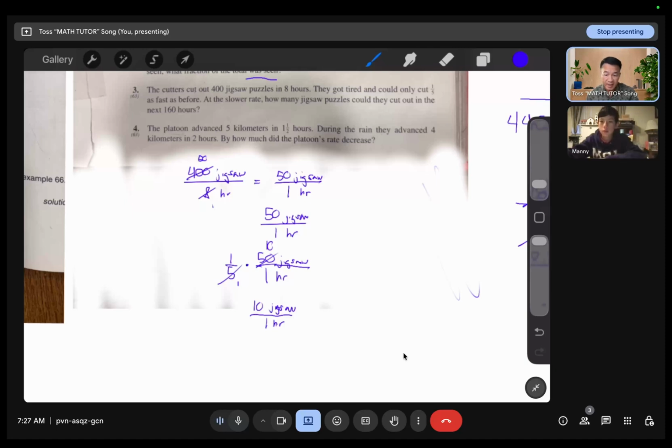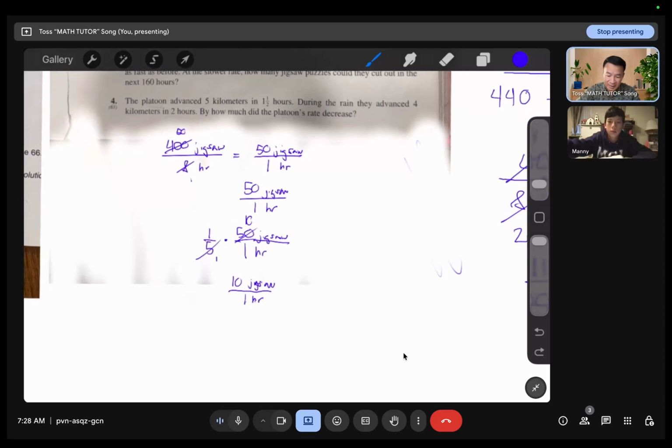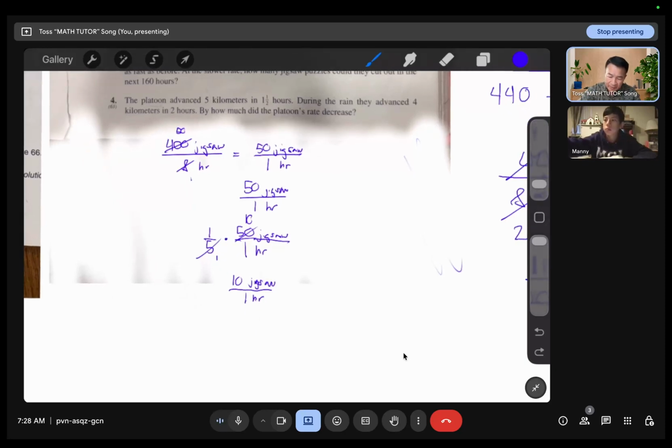So this rate that you've got is the slower rate. At the slower rate, how many jigsaw puzzles could they cut in the next 160 hours? Now you can times it at the slower rate. You get it? This is really, really messy, but I think you got it. Now you can take that. I don't think your teacher will care right now, as long as you get the answer and the work that you need to show.